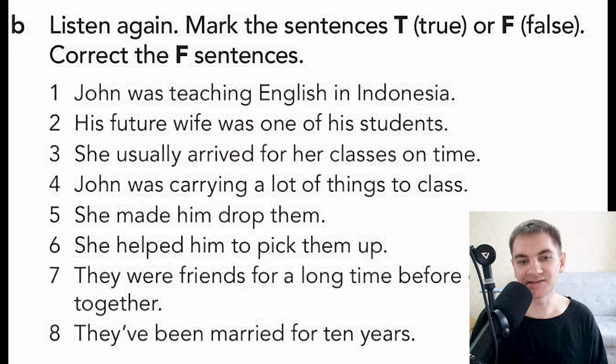Part B. Listen again, mark the sentences true or false, and correct the false sentences. 1. John was teaching English in Indonesia. 2. His future wife was one of his students. 3. She usually arrived for her classes on time. 4. John was carrying a lot of things to class. 5. She made him drop them. 6. She helped him to pick them up. 7. They were friends for a long time before going out together. And 8. They've been married for 10 years.